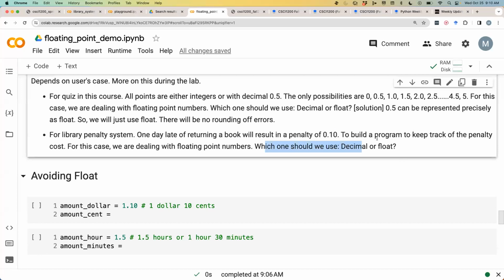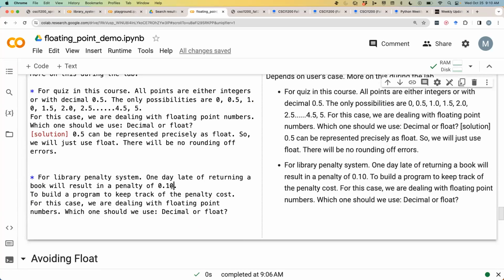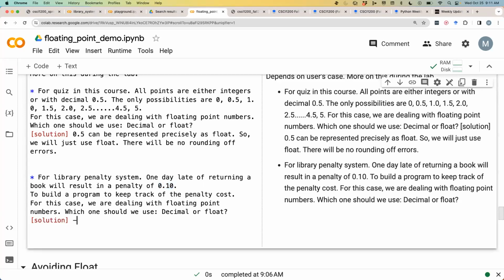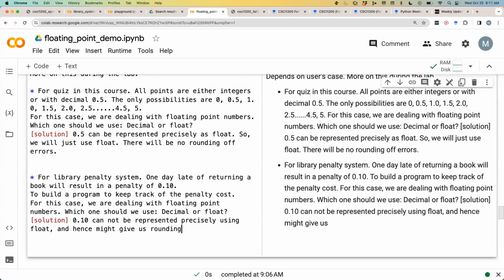Float might give us rounding error. Decimal, on the other hand, will give us precise calculation, but it's slow. So again, what is the trade-off? Do we want accuracy versus efficiency? Now, for this case, when we come to money, when we come to cost in a bank, for example, we want to be precise. 0.1 cannot be represented precisely using float, and hence might give us a rounding error.